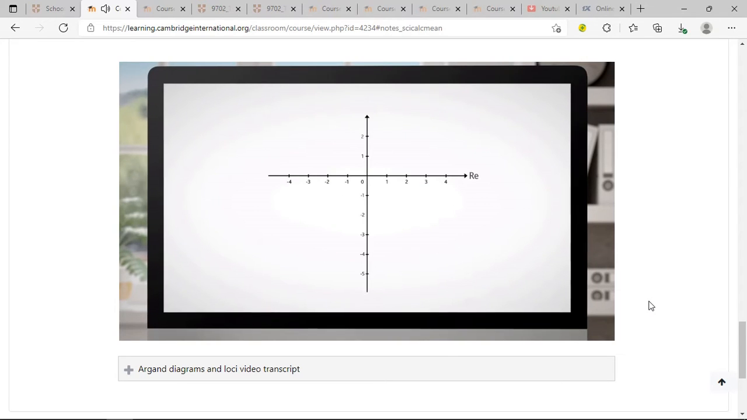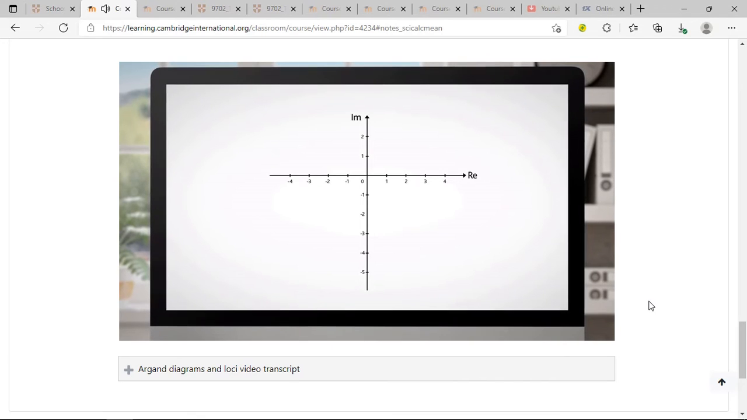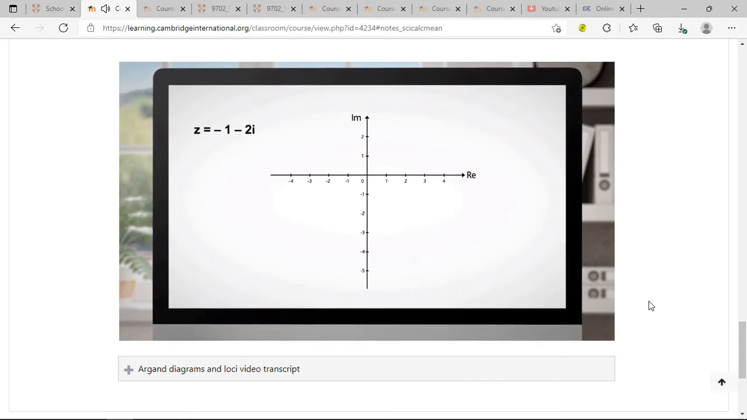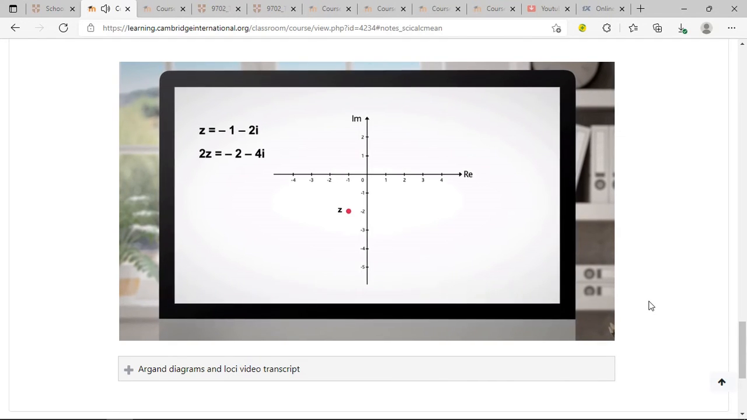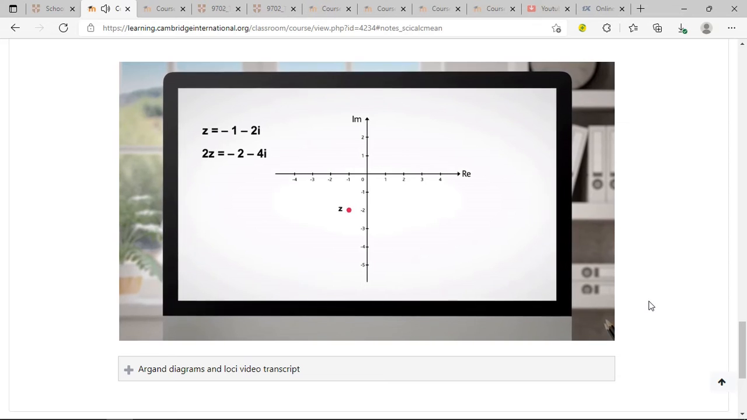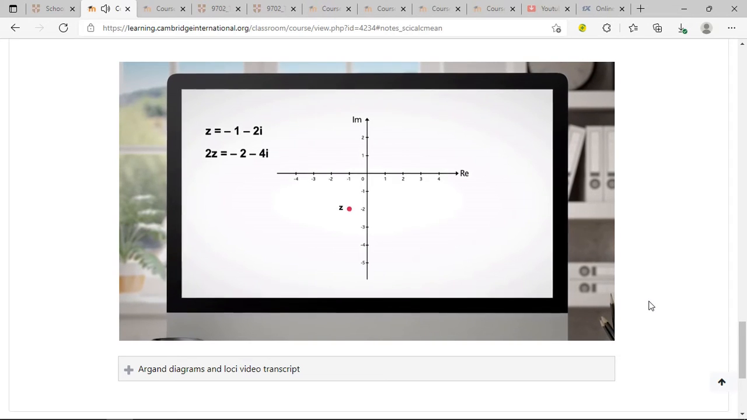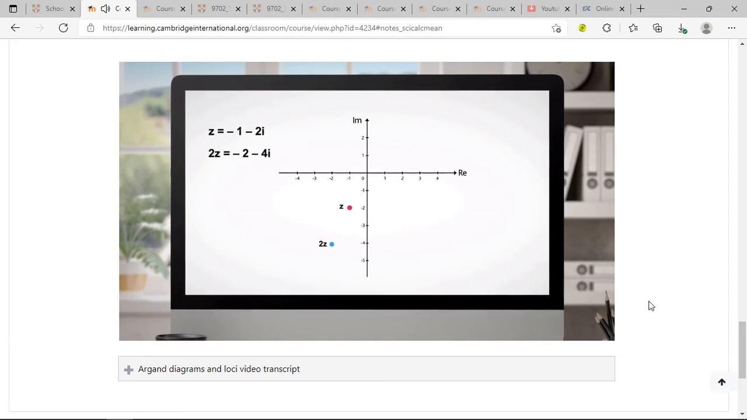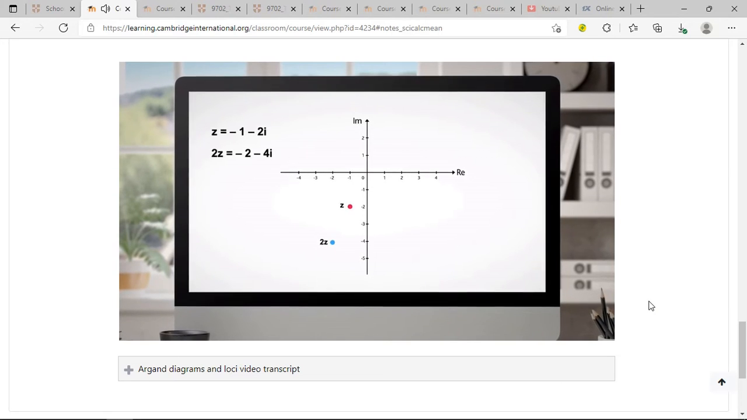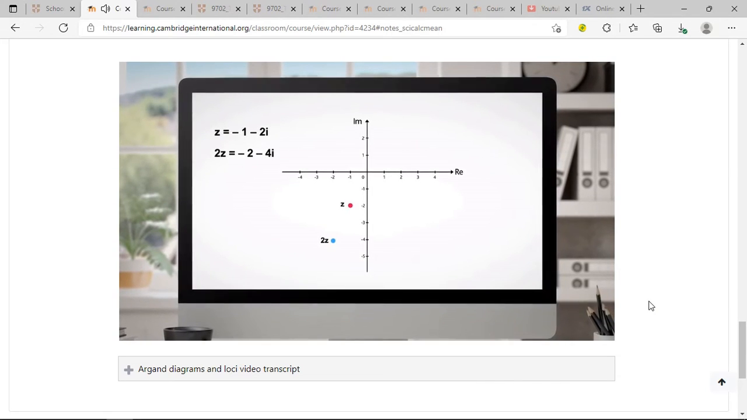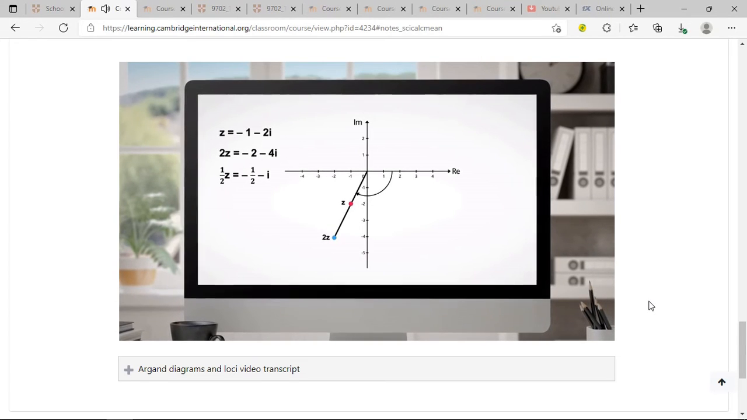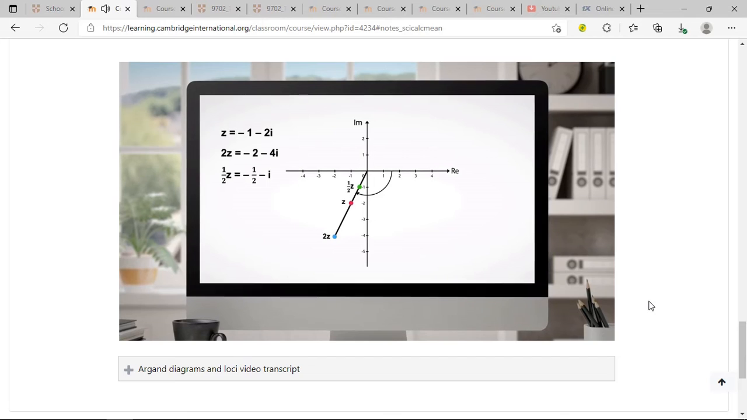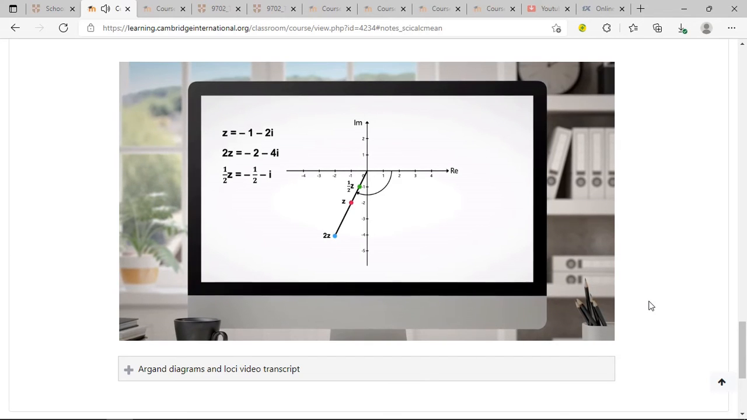Let's look at the geometrical implications of multiplying a complex number by a scalar. Let's start with this complex number, z, and plot it on the Argand diagram. By multiplying z by 2, you can see that the real and imaginary components have doubled to give us 2z. On the Argand diagram, the distance from the origin has doubled, so the modulus has doubled, but the argument has stayed the same. Now if you divide z by 2, the modulus has halved, but the argument is still unchanged.